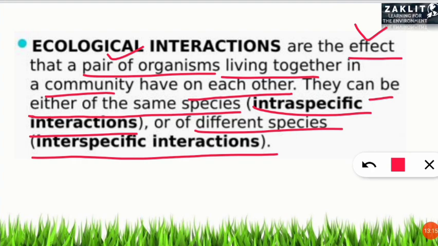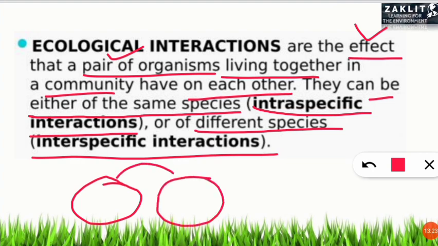For example, I will let you know that here one species of cat is there, there is one in population, and here another cat is there. So in between two cats, when the interaction is there, it will be called intraspecific interaction, because they are having the same species, that is species of cat.